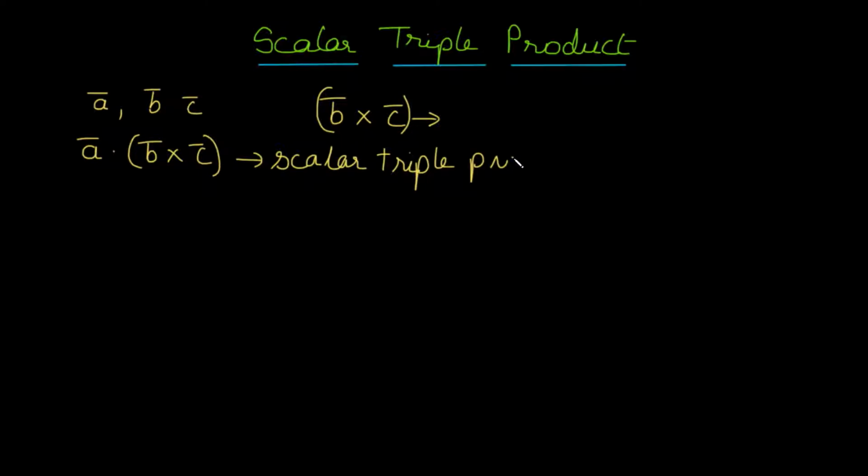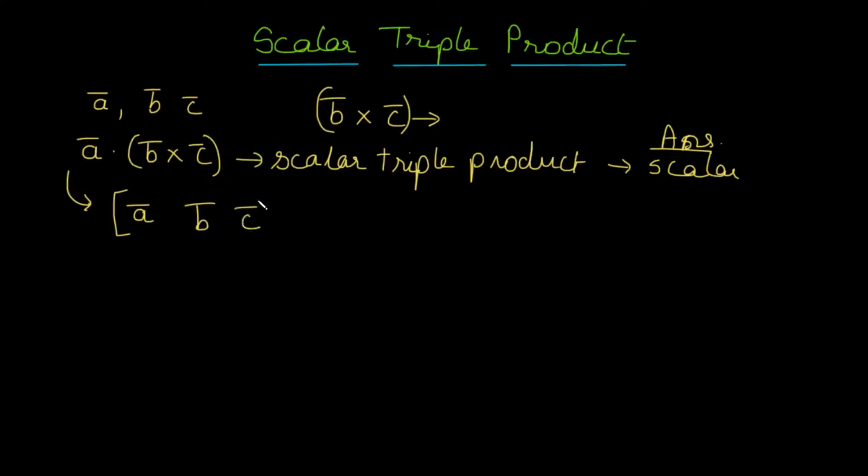So this is what is known as the scalar triple product. Why is it called a scalar triple product? Because the answer that we get over here is going to be a scalar. So the answer is a scalar and therefore it is known as a scalar triple product. Now this product can also be denoted this way. This is known as box ABC, and so this is also known as the box product. So the other name for scalar triple product is box product.